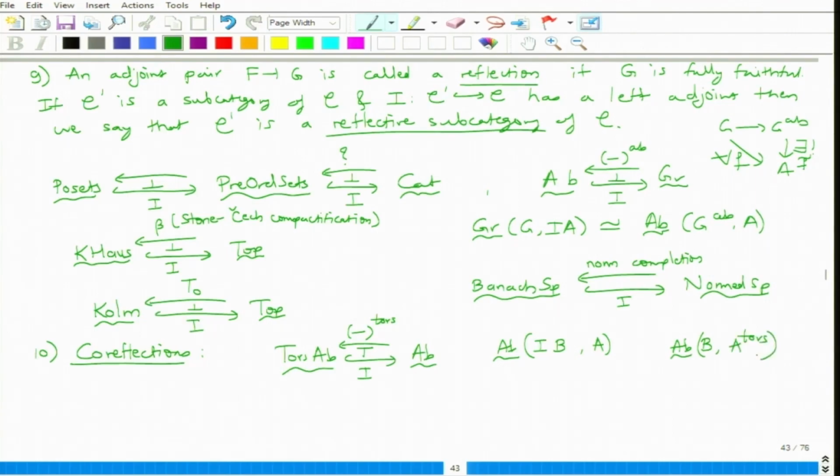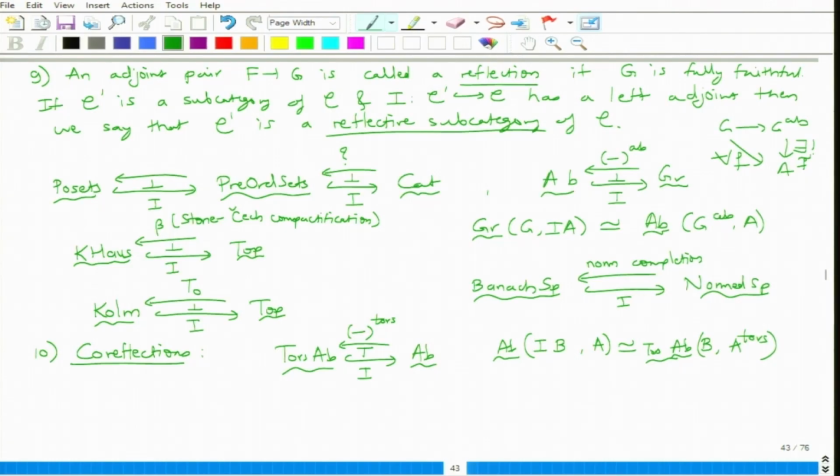Under any group homomorphism, an element which is a torsion element must map to a torsion element, and that's precisely what we are saying here. Yeah, so I can add Tors(A), Tors(B) over here, and then this is the bijection. So try to understand the difference between reflection and a co-reflection.